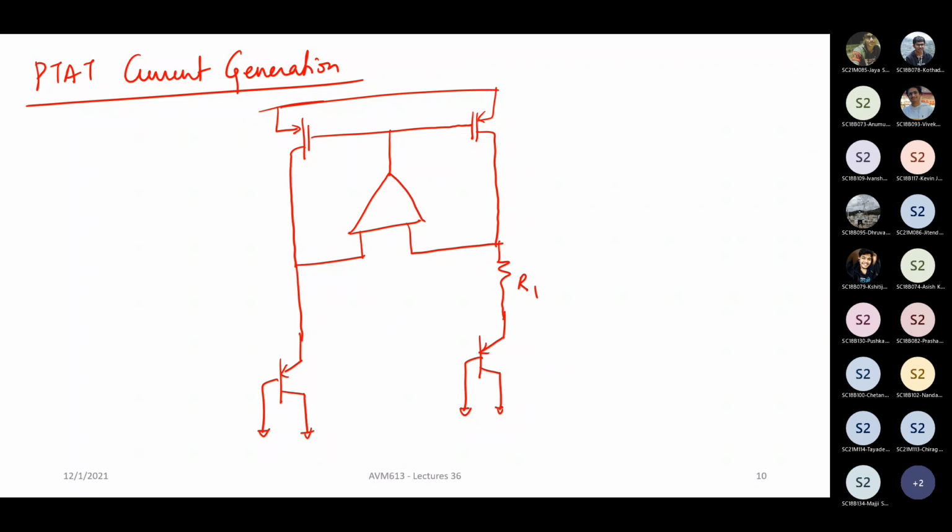Now, you can similarly look at the polarity. If this voltage is increasing, then you need to reduce the amount of current. And how will you reduce the current? By increasing this voltage, right? So therefore, this becomes the positive polarity, and this is the negative one. So let us say this is A, and this is N times A. This is Q1, Q2. Let's say this is M3, M4.